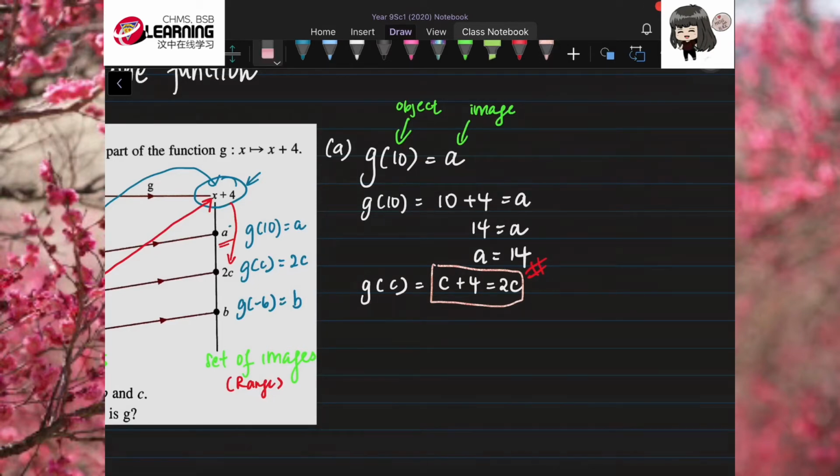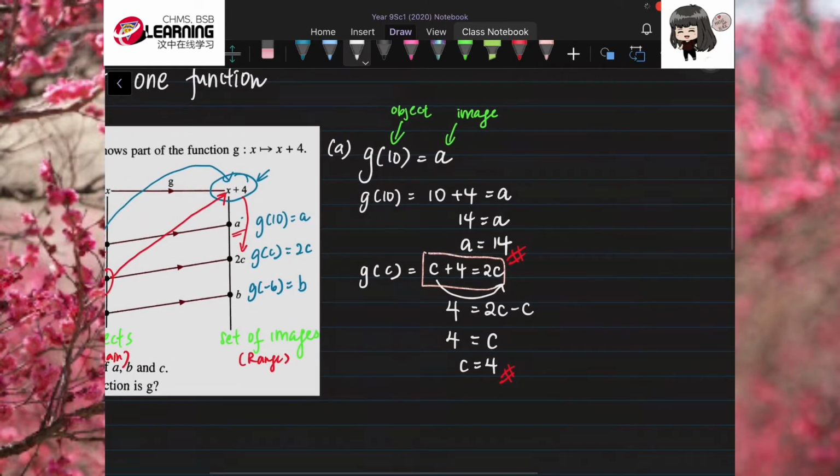Okay, when x equals c, so c plus 4 equals 2c. So 2c minus c equals 4. We move our c to the other side, it becomes minus. So 2c minus c is c, equals 4. Okay, so c equals 4.